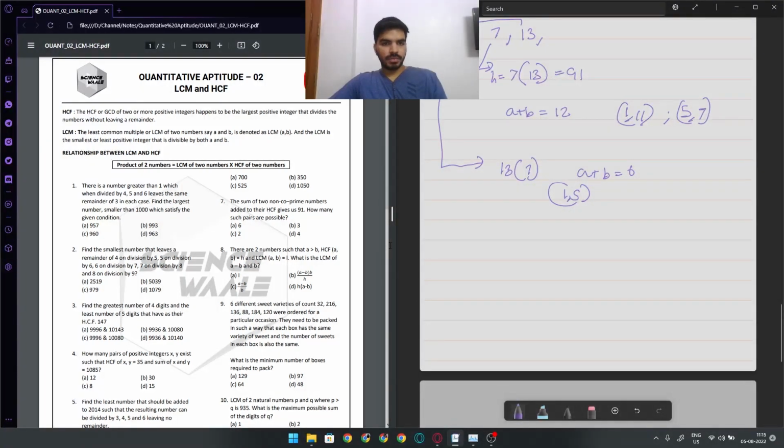So how many pairs? If you want the pairs, I'm listing them down. First is when it is 7 into 1 and 7 into 11, that means 7 and 77, because if you add 84 plus their HCF 7, then 91. The second pair is 35 and 49 plus 7, because their HCF is 7, again 91. And the third pair is 13 comma 65 plus 13, again due to the same reason. These are the three pairs.